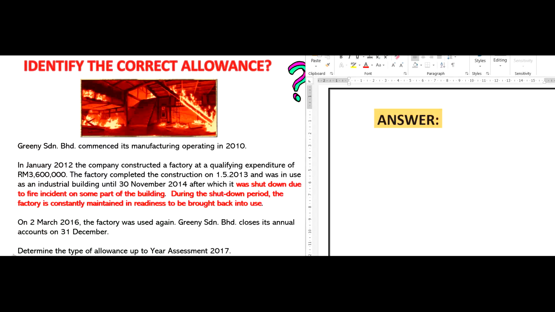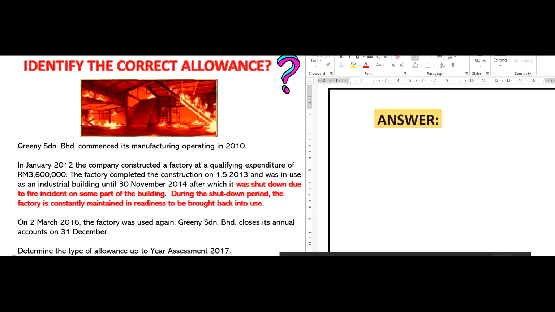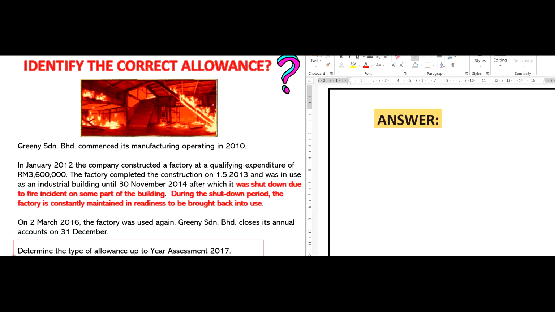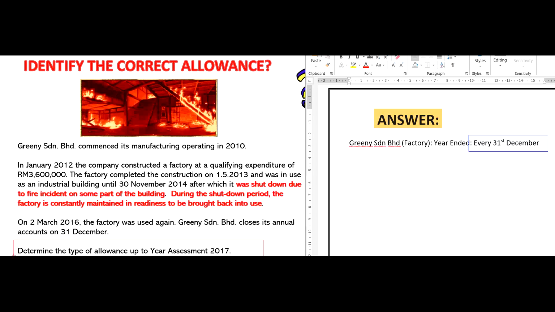Okay, class, so let's answer the question together. The question needs you to determine the type of allowance up to year 2017. So how are we going to answer this question? Alright, these are the steps that you should follow. First, you are going to identify the year ended for this company, Greenish Sdn Bhd. All this information must be given in the question.